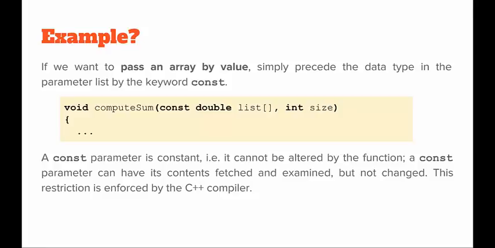If we want to pass an array by value, we simply precede the data type in the parameter list by the keyword const, which we've seen before in other contexts. A const parameter is, as you might expect, constant. In other words, it cannot be altered by the function. A const parameter can have its contents fetched and examined, but not changed. This restriction is enforced by the C++ compiler. Keep in mind that in the example you see here, list is still a reference parameter, but because it's const, it cannot be changed by the function.